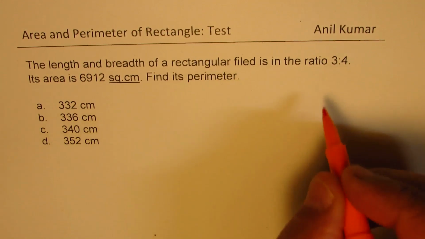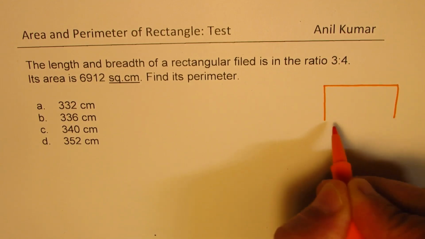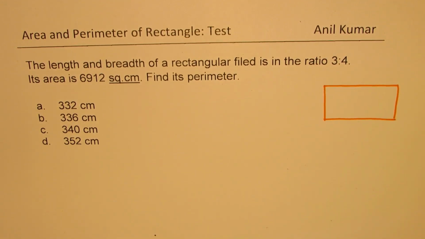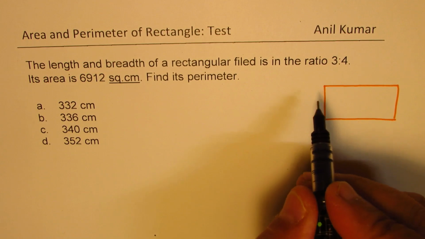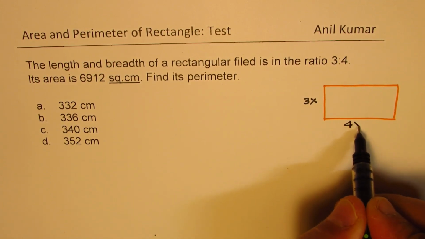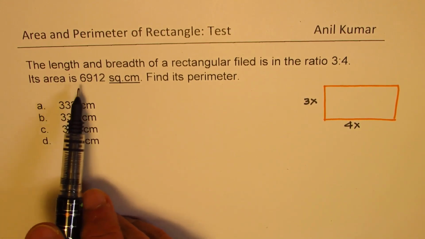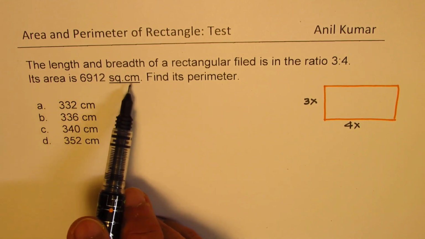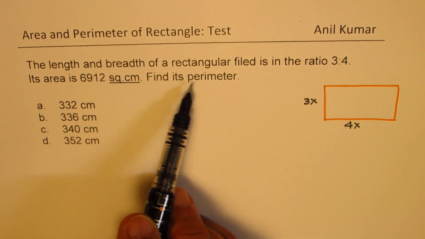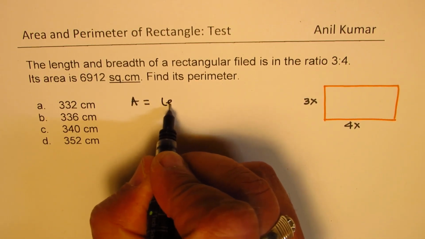The question here is, the length and breadth of a rectangular field is in the ratio of 3:4. Now, when you say that, it means what? Let's say that's a rectangular field. Ratio of 3:4 means it could be 3x and 4x, correct? Now it's given its area is 6912 square centimeters.